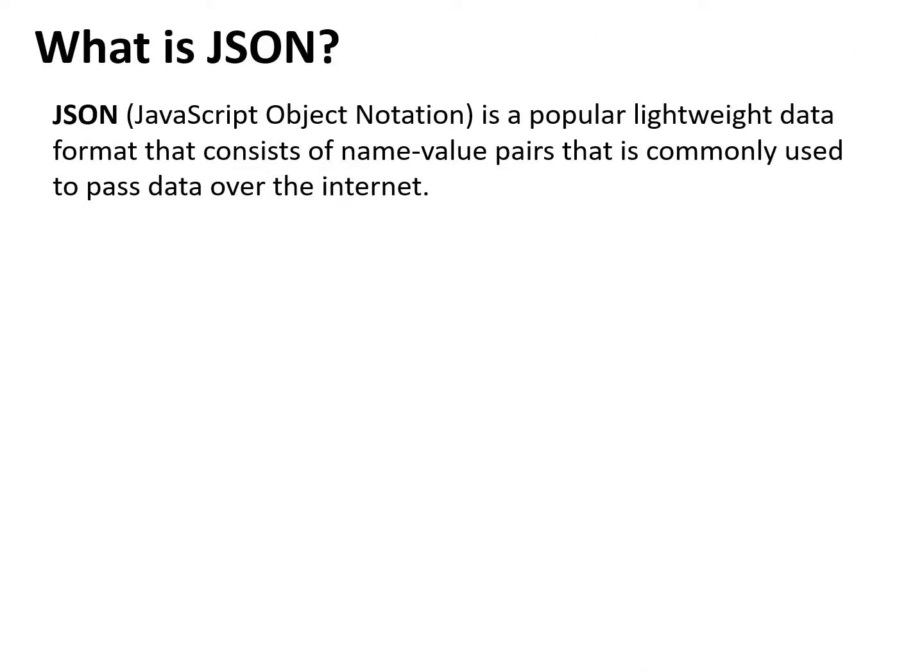So let's talk for a minute about JSON. JSON stands for JavaScript Object Notation. It's a popular data format. It's lightweight because it's not in some format that requires software to open it. It's just text. We could open it in Notepad if we wanted to. It consists of name value pairs, and JSON is commonly used to pass data over the internet.